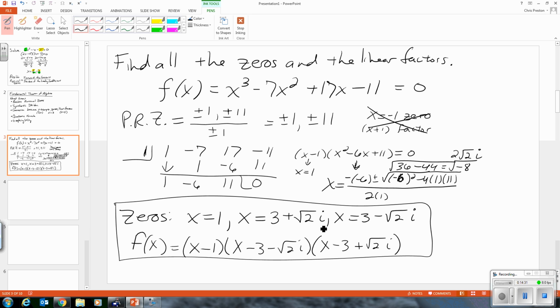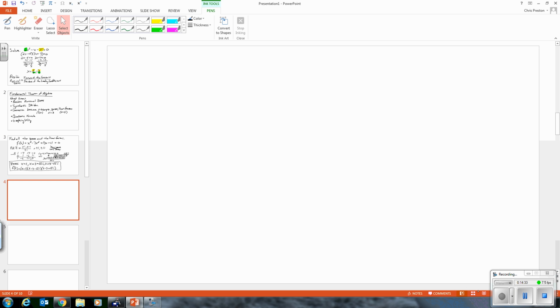So let's try another one of these. All right, so for this one, we're going to do the same thing here. I want to find the zeros. I want to write this as a product of linear factors. So let's say we had this polynomial.